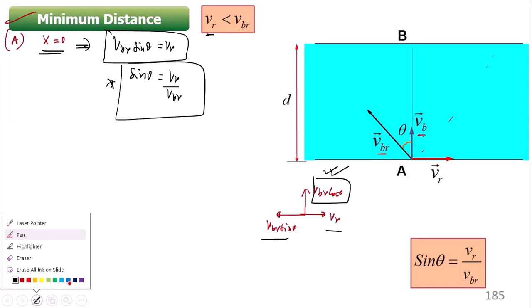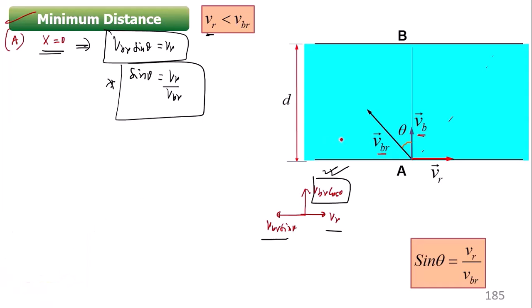In order to get the minimum distance, the time is not minimum. For minimum time, VBR should be perpendicular to VR. So minimum distance is not equivalent to minimum time. Both are different: minimum time is one concept, minimum distance is another concept. Minimum time and minimum distance are not the same.